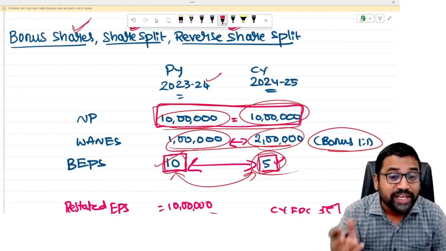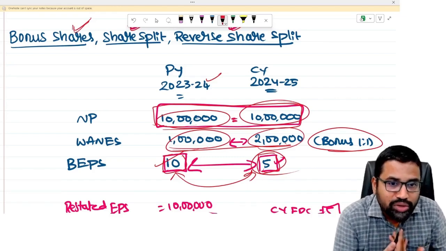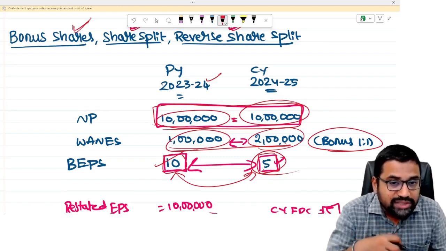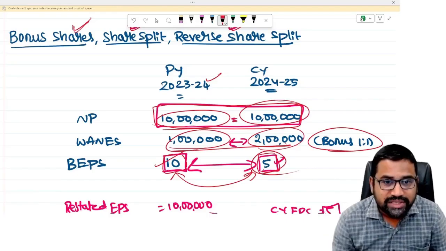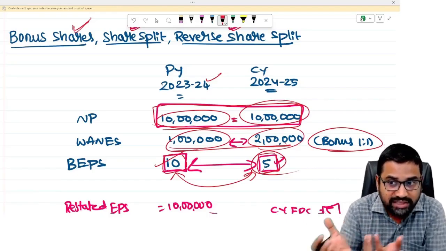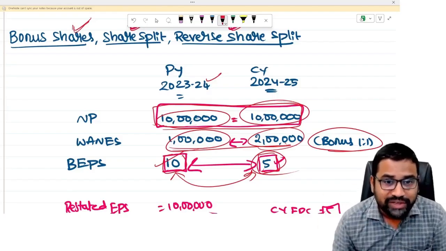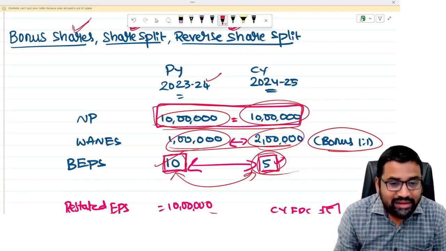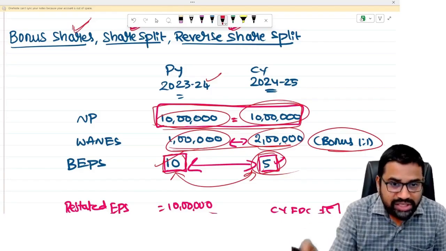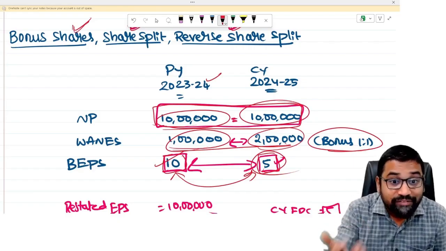There is no corresponding effect on the profit. How? Because of a bonus issue, no amount is collected. When the amount is not collected, how can you invest this fund in the business? How can it affect the profits? Suppose shares are issued for consideration of cash, the cash is coming in, that cash we will put in the business and it will affect my profits. But here I am issuing shares, but no fund is coming. Therefore, I will not invest. Therefore, it will not affect profit.